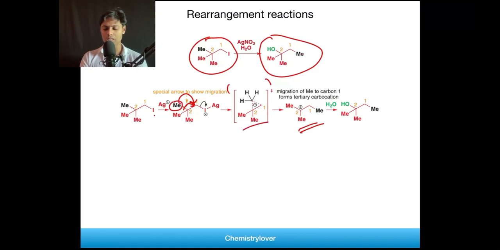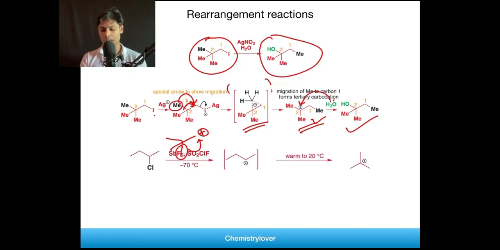You can represent the same reaction in another way also. You first generate this primary carbocation, which is very unstable, and then you migrate this methyl group onto this primary center, so you get this. Now the water molecule attacks on this tertiary center, and you get this alcohol. So this is how the rearrangement occurs.